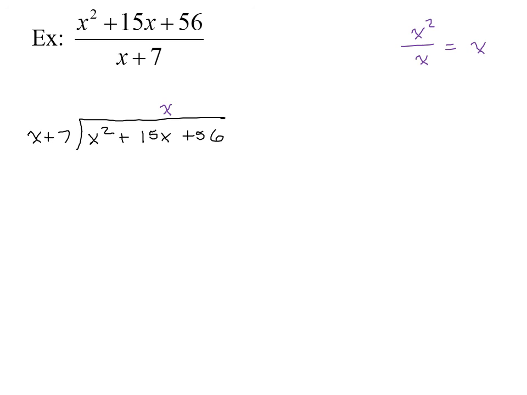X times x, multiplying it back will give me x squared, and x times 7 gives me 7x. Swap the signs and add them together so that the x squareds cancel. And that'll leave me with 8x left over. Then I bring down the next term, which is the 56. And repeat that process. I'll divide the 8x by the x in front, which is 8.